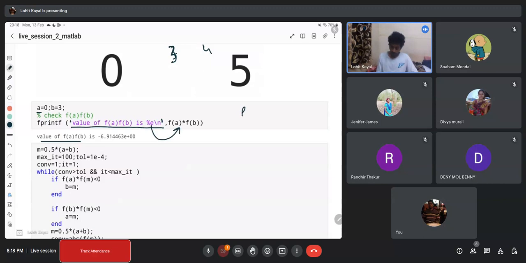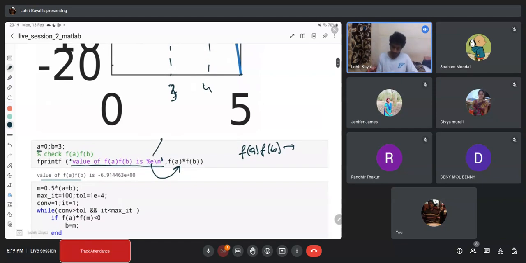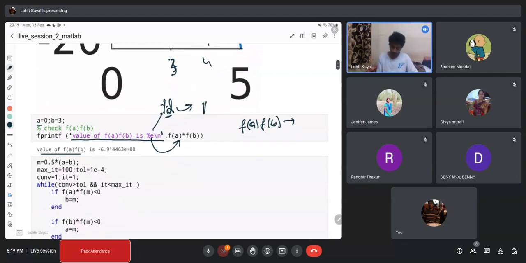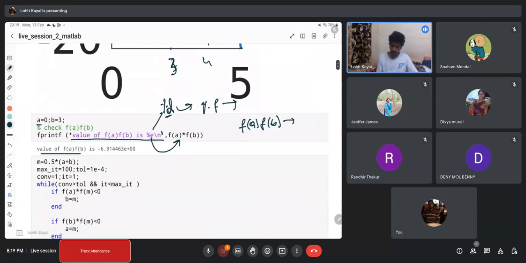Now fa and fb, I don't know if they are integers or not. If it is an integer, then instead of e, we should write percentage d, because it will indicate the integer number. Percentage f will indicate the floating point number. Suppose 0.5, 0.7, 0.8333. These all correspond to this percent f.